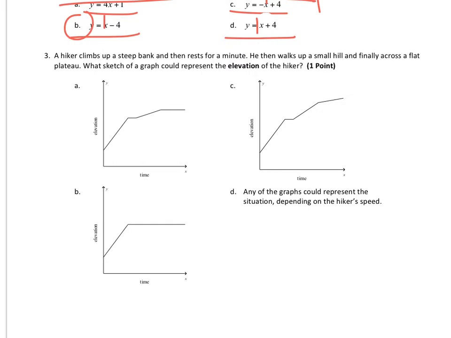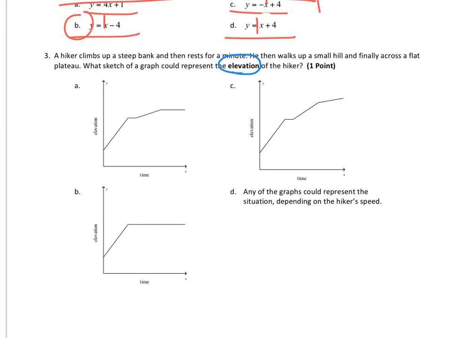Number 3, a hiker climbs up a steep bank and rests for a minute. He then walks up a small hill and finally across a flat plateau. What sketch of a graph could represent the elevation of the hiker? Key word here is elevation. So if you think about it, let's walk through the problem.